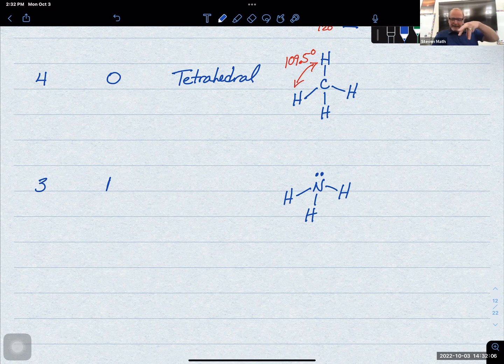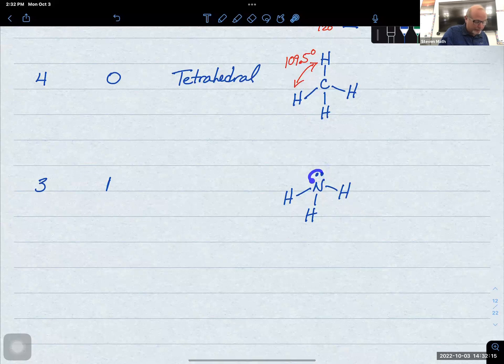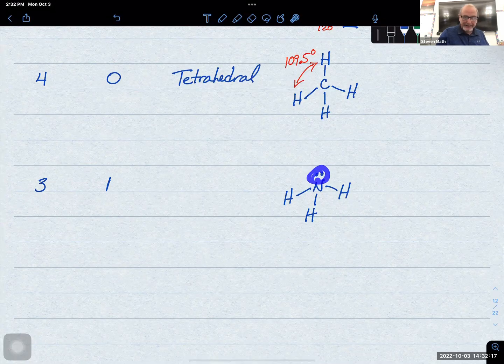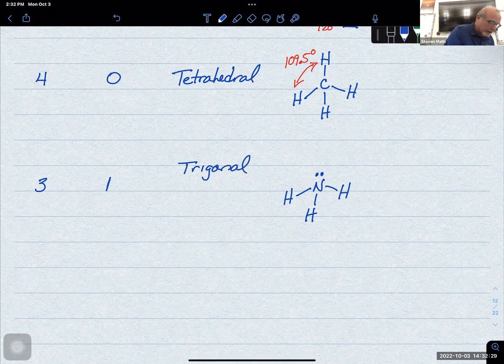This is going to be kind of like a pyramid, but without a top, because there's just a lone pair up here. Now, remember, that's going to make this molecule polar, but it's just a 3-legged molecule. And so this is going to be another trigonal, but it's not planar. This is a trigonal pyramidal molecule. So a trigonal pyramidal.